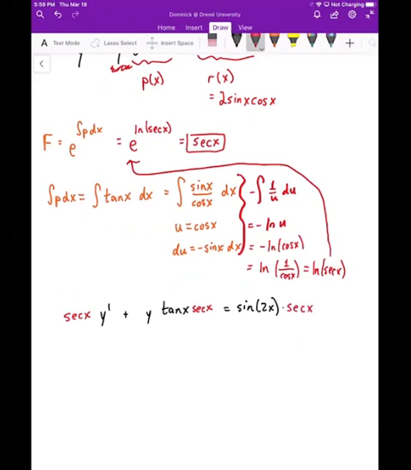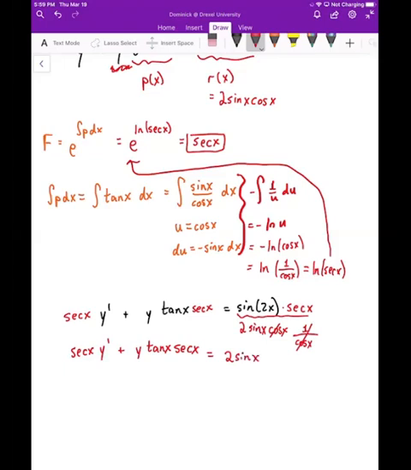right, well, now what do we have? Well, this is secant of x, y prime, and then this is y. I'm just going to leave this left side alone for now. But if we look at the right side, we can say this is 2 sine x cosine x, and secant is 1 over cosine. So those cosines are going to cancel, and we're going to get that this right side is just a 2 sine of x.